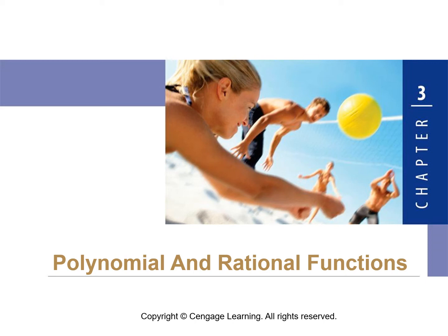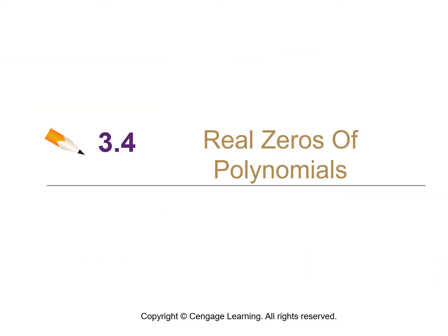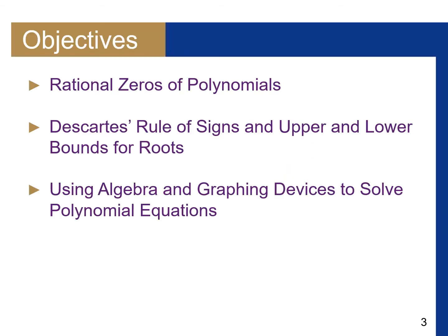Okay, so now we're on the fourth section of chapter 3. Real zeros of polynomials. Rational zeros of polynomials. Descartes' rule of signs for upper and lower bounds. And using algebra and graphing devices to solve polynomial equations.